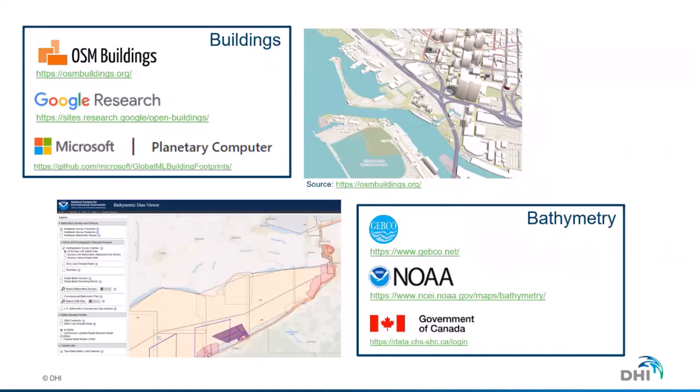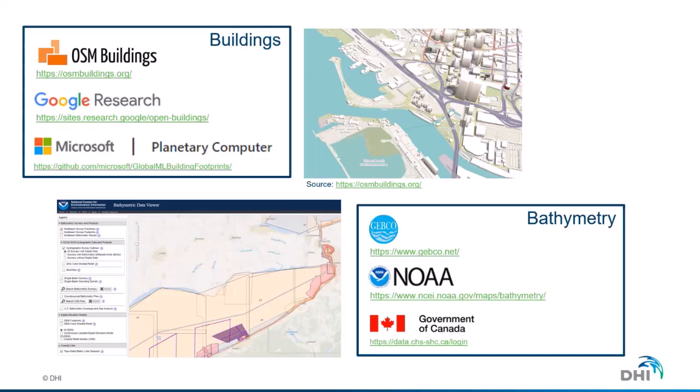Just to have a quick overview of some of these data sources, we can, for example, get the buildings from OpenStreetMap. We can take them from Google Research Laboratory. We can also take the building footprints from the Microsoft database. We will share this presentation with you so we can check these links and databases afterwards.